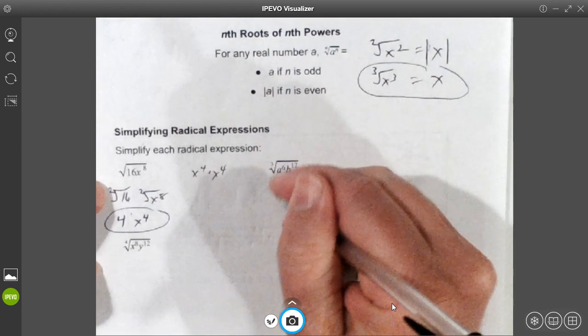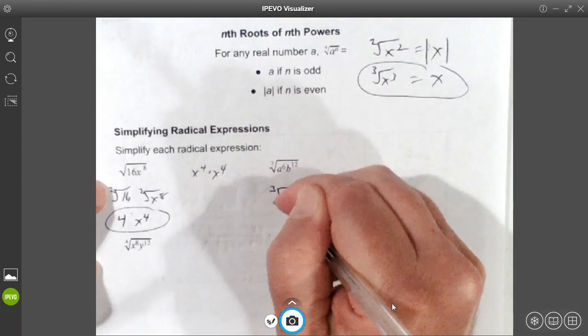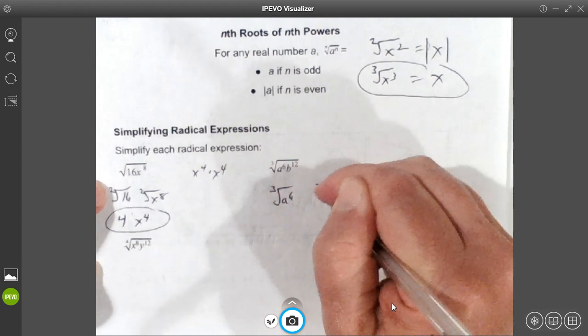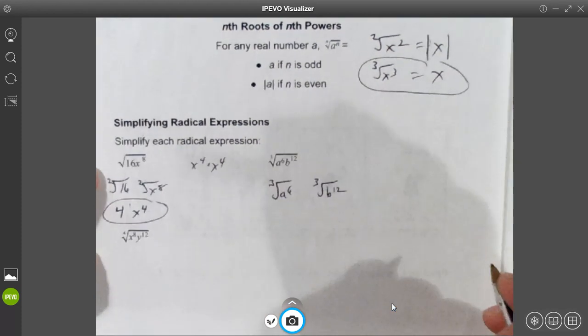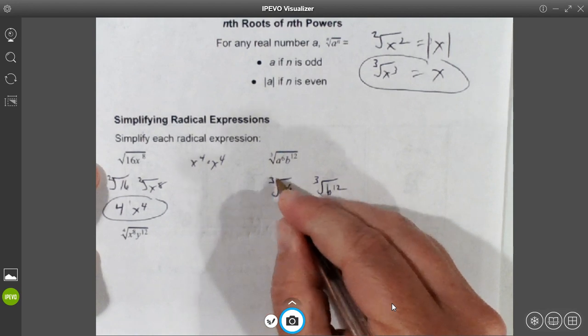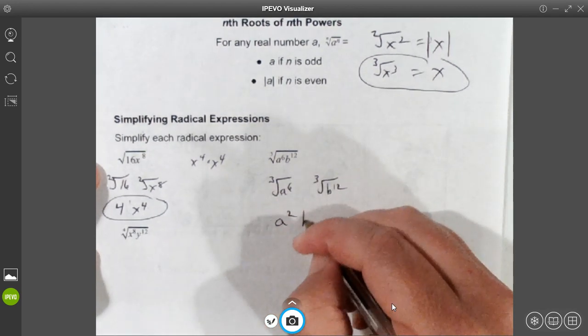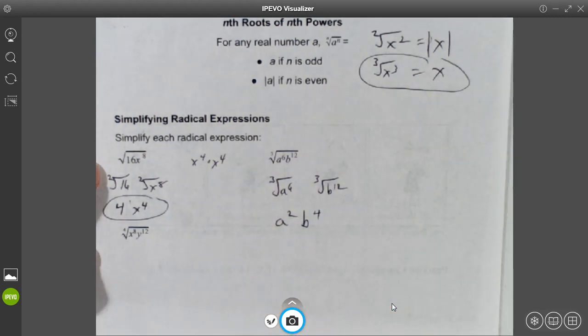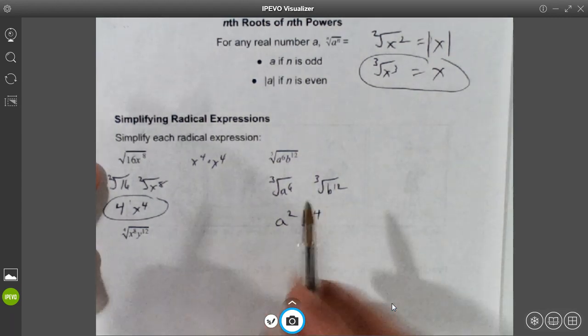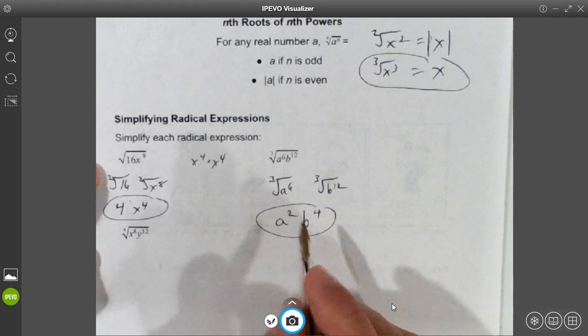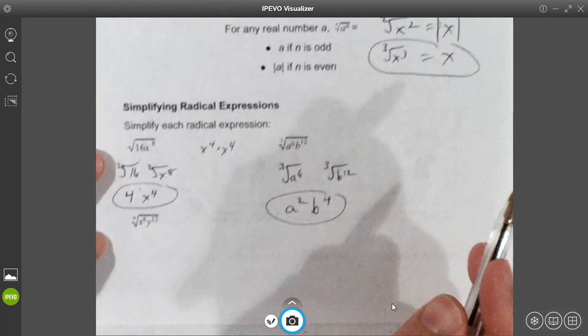Now here, I'm going to break this up, the cube root of a to the 6th and the cube root of b to the 12th. So here I do 6 divided by 3, so that's a squared, and 12 divided by 3, that's b to the 4th. And again, this was odd, so I don't need to worry about any absolute values. If this is an odd number, the answer is exactly what I would think.